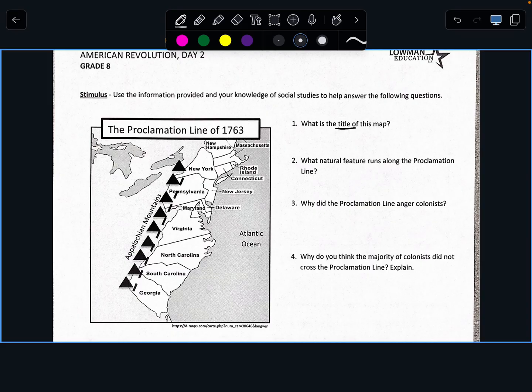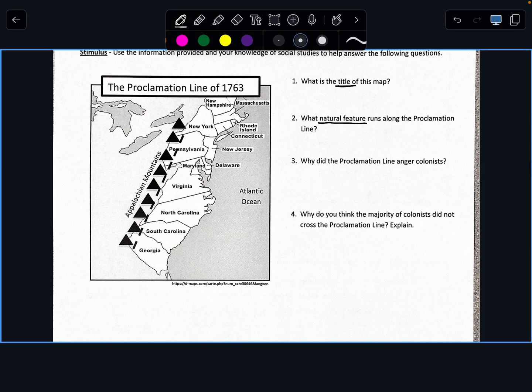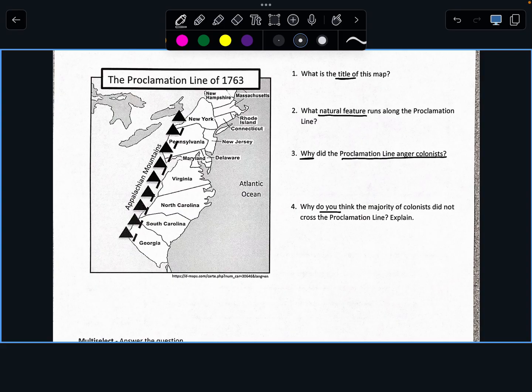2. What natural feature runs along the proclamation line? What are we underlining? What are we looking for? Natural feature. What is a natural feature? Like trees, mountains, things like that. Good. 3. Why did the proclamation line anger colonists? What do we underline? Proclamation line anger colonists. Why? 4. Why do you think the majority of the colonists did not cross the proclamation line? What do we do to explain? Box it. So have that underlined, and you can go back and answer in a minute.